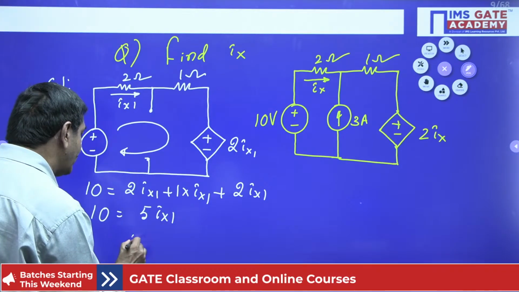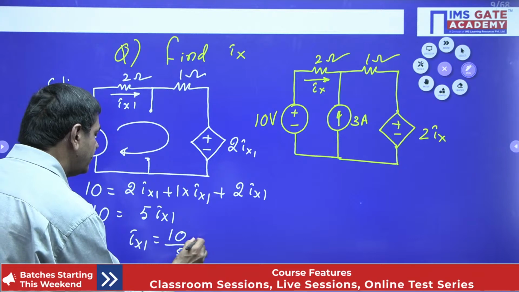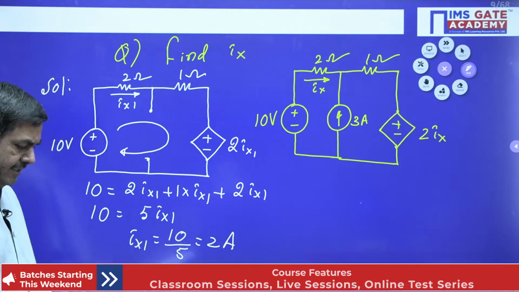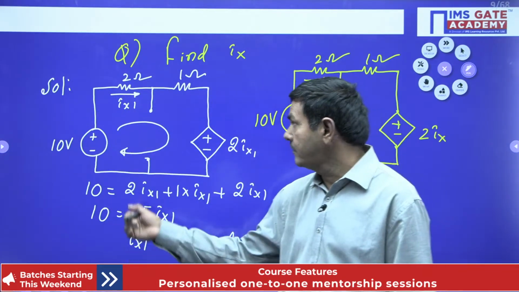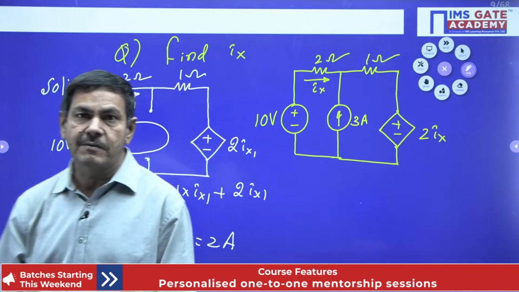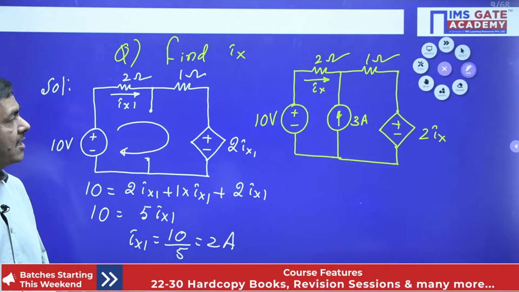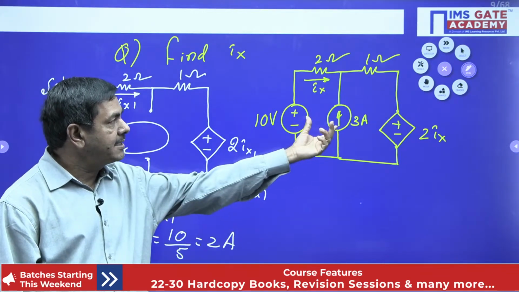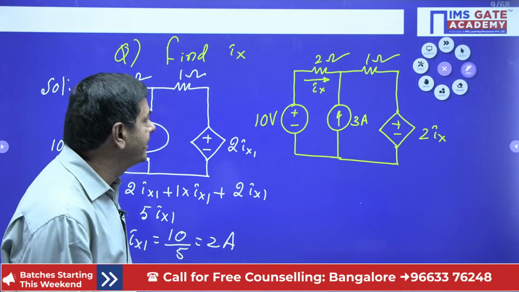So finally, what is Ix1 here? 10 by 5 is nothing but 2 amperes of current passing this side. Yes, we are getting 2 amperes, because of this source. Now I will short circuit this voltage source and consider this 3 amperes, then measure Ix2. The summation of those two currents will give the required current.